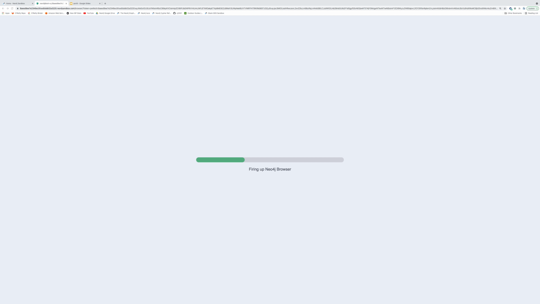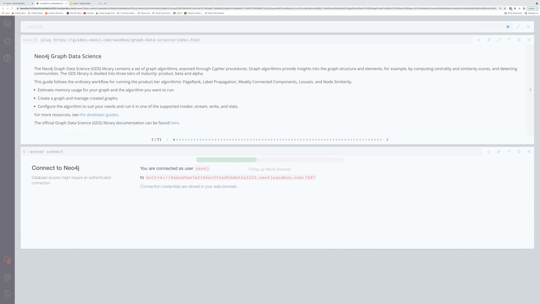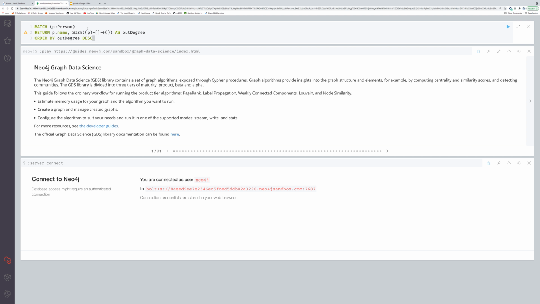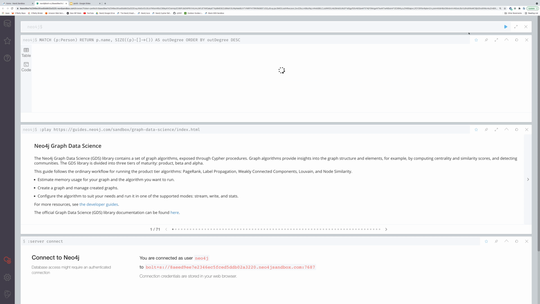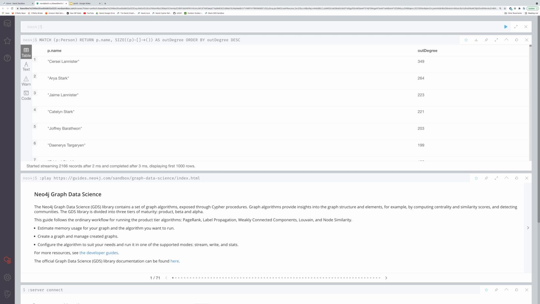But the next thing that I'm going to show you once this comes back up is that it's very easy to reverse that same query to get out degree. So in this case, what I've done is I said P is going through some relationship to some other node, and I'm getting the size of that to calculate my out degree. So we run that, give it a second here, and it comes back with Cersei Lannister as having the highest out degree.